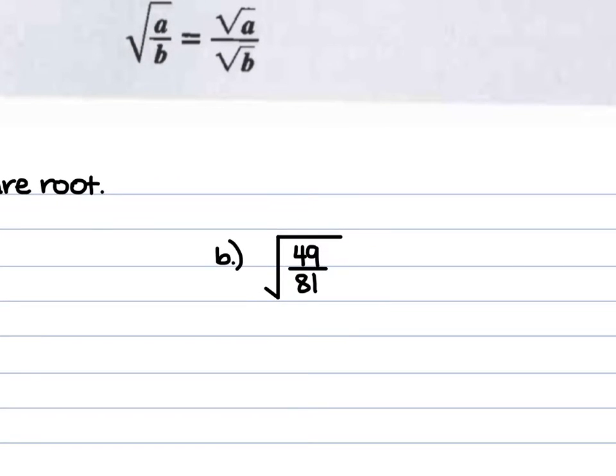For B, we have the square root of 49 over 81. So this is the same thing as the square root of 49 over the square root of 81. The square root of 49 is 7. The square root of 81 is 9, so that's 7 over 9.